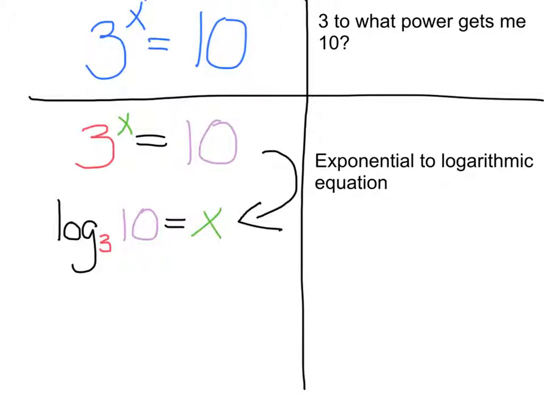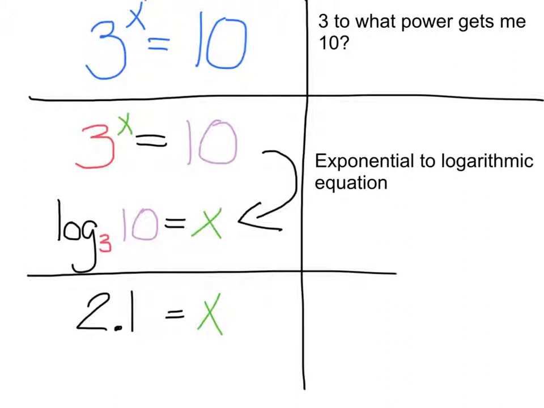So in your calculator, you're going to put in log of 10 base 3. And if you need help doing that, I can come around and show you. And you're ultimately going to get that x is equal to right around 2.1. Let's go ahead and test that out. So if I raise 3 to the 2.1 power, what do I get?